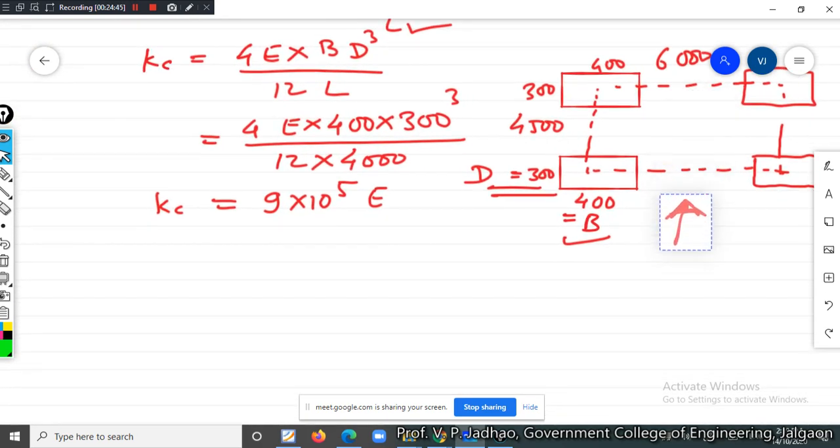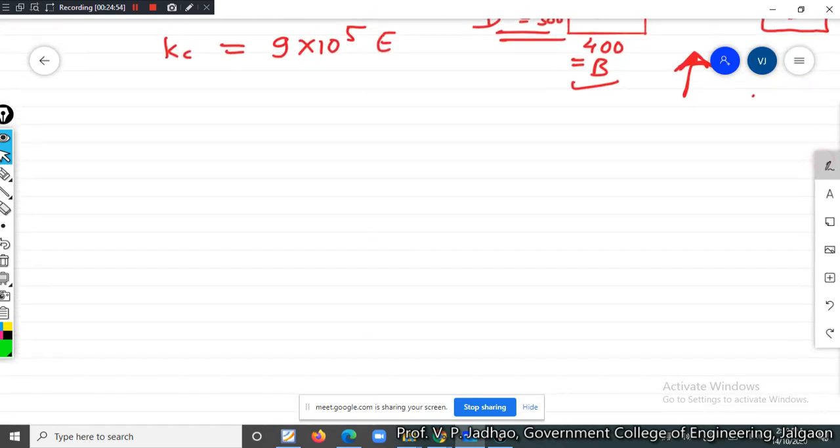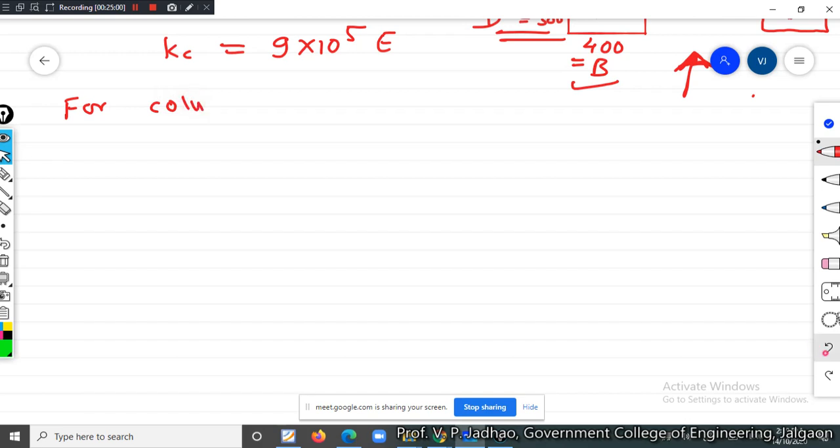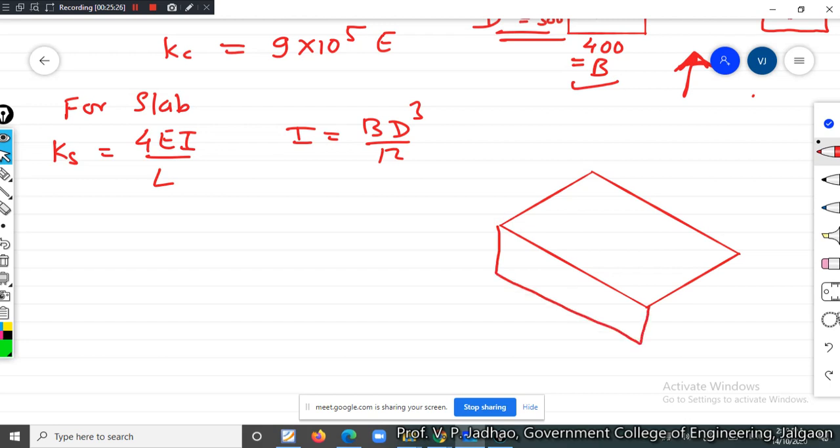We are calculating this for the shorter span. Now for slabs, again we have Ks, that is the stiffness of slab, equal to 4EI upon L. Now here this I is equal to again BD cube upon 12. Now if this is our slab, this will be the depth of your slab.